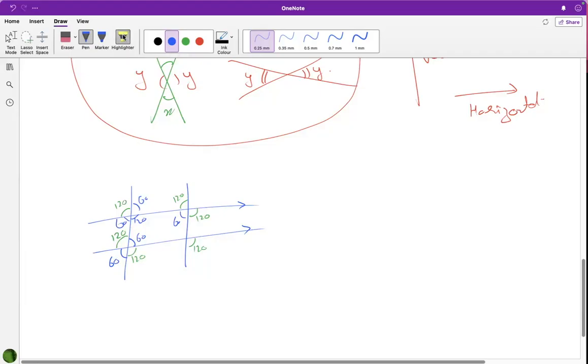So you see this first 60 highlighted in yellow is equal to this 60 in pink, and they are named vertically opposite. And this pink and this blue, they are named opposite angles of a parallelogram. And this 60 is again a vertically opposite angle in green. So all these 60s are equal, but they are named differently.